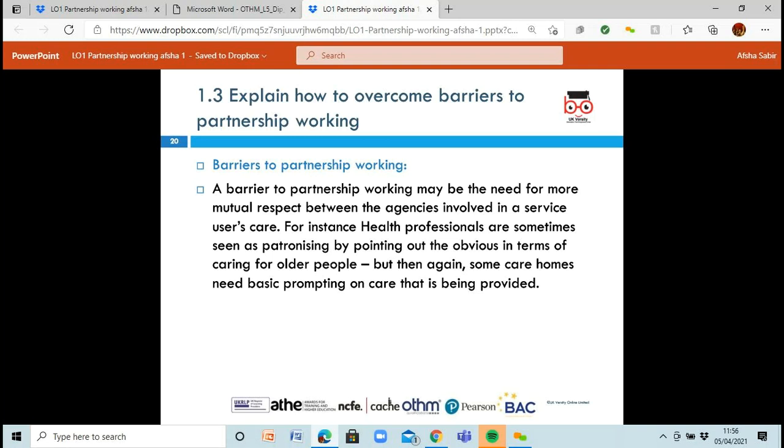Sometimes you might have health care professionals coming into a care home and saying, right, you're doing this wrong, that wrong, I see this mistake, and nobody likes to be told what may or may not be wrong. Yeah. It might be true, it might not be true. Some care homes in the past, and to be honest, even now, probably do need a bit of prompting, and everybody can do with a bit of improving.